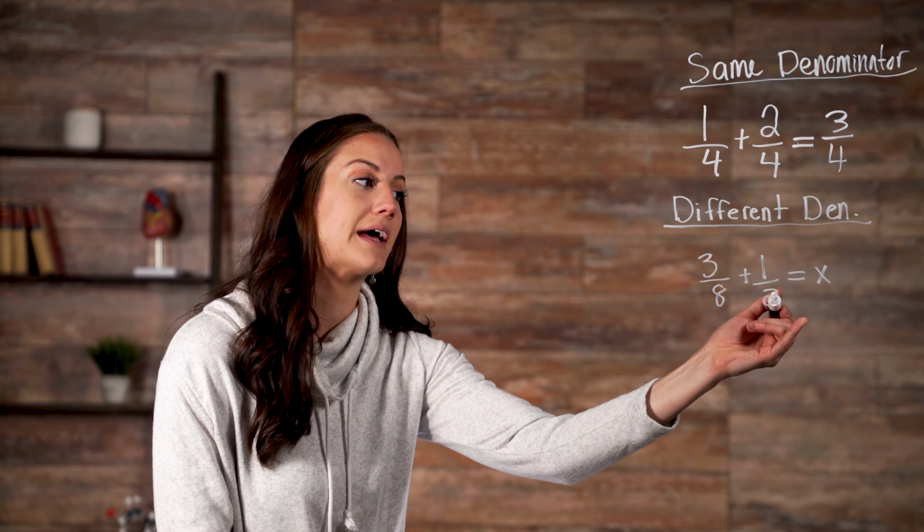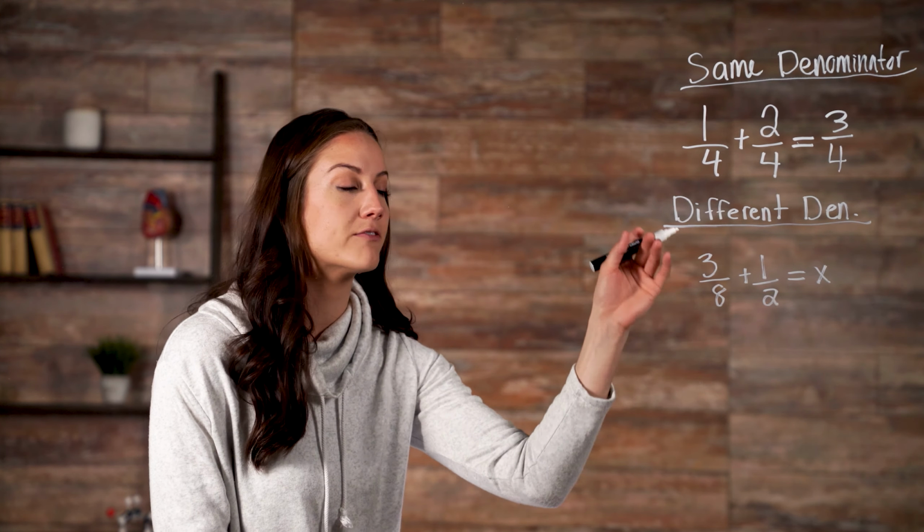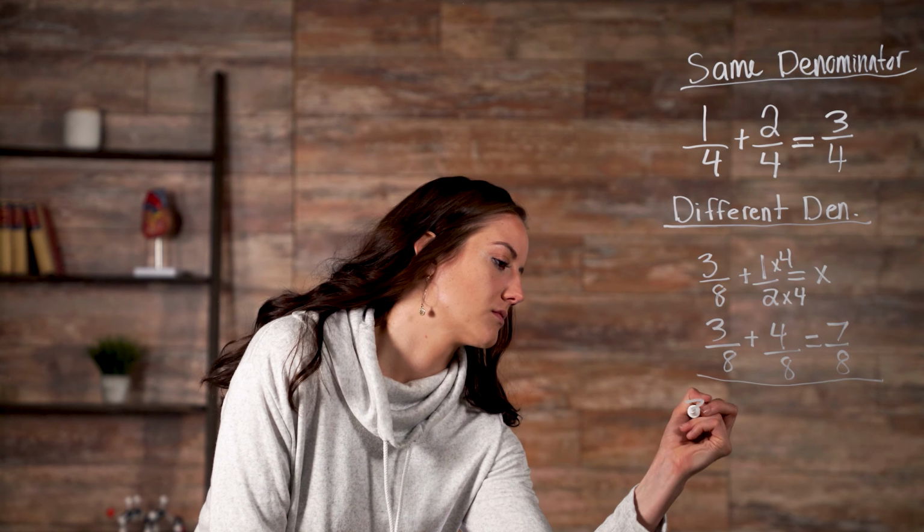And that's multiplying 2 by 4, which would give us 8. But whatever we do to our denominator, we also have to do to our numerator. So that would look like this. So our equation now becomes 3/8 plus 4/8 equals 7/8. Subtraction works the same way. If you're subtracting fractions with the same denominator, you can just subtract the top numbers, like in this example.